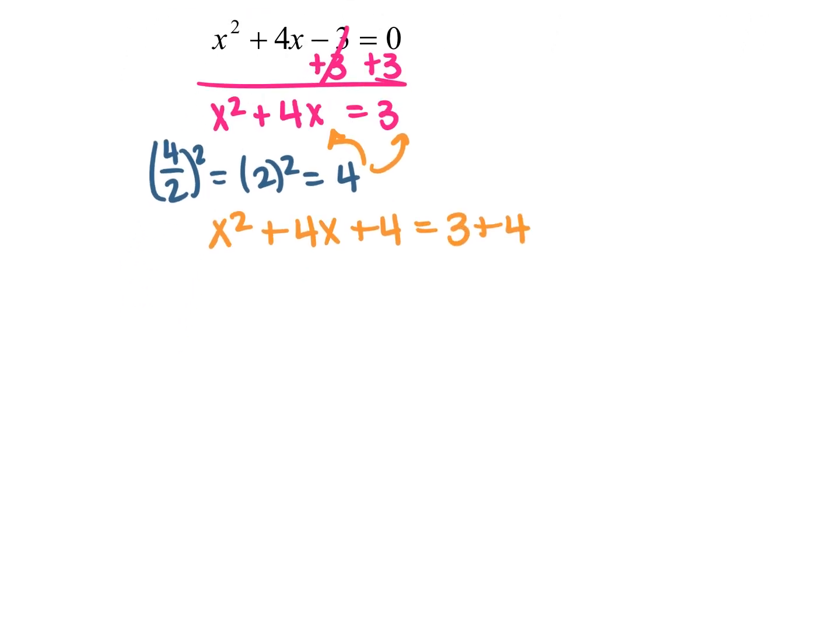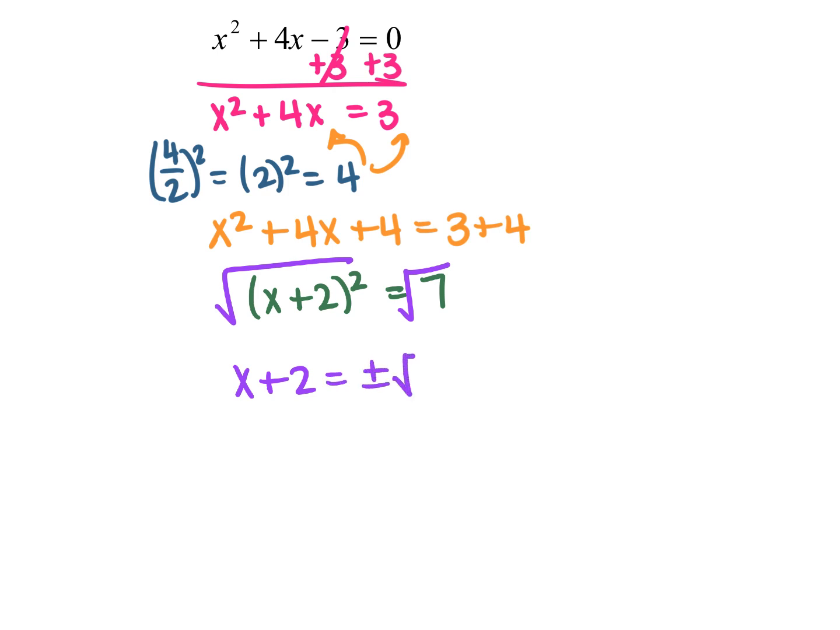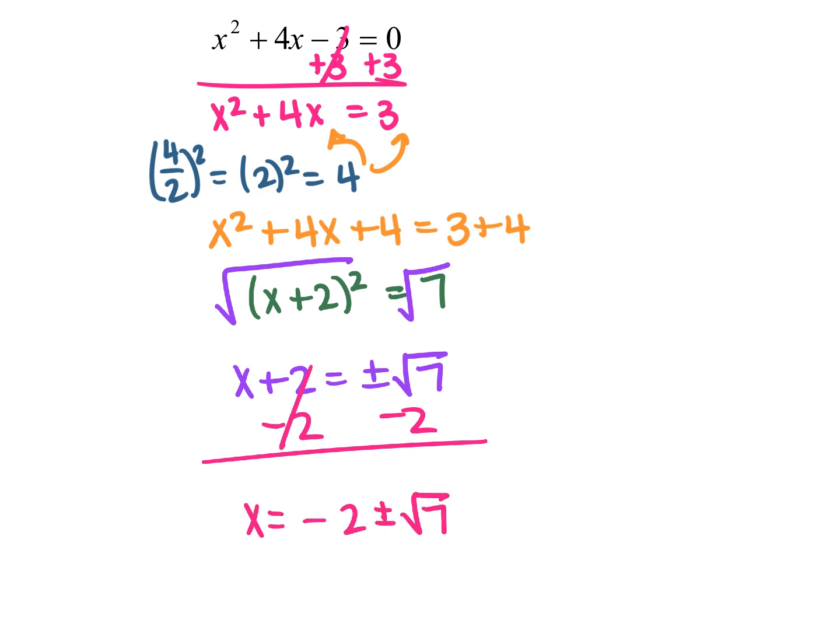From here, you're going to factor the left side, which is x plus 2 squared. You're going to add the right side to give you 7. Next, take the square root of both sides. You have x plus 2 is equal to plus or minus the square root of 7. Move your 2 over, subtract it from both sides. That's x is equal to negative 2 plus or minus the square root of 7.